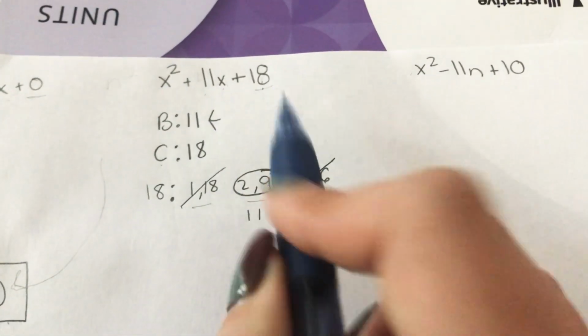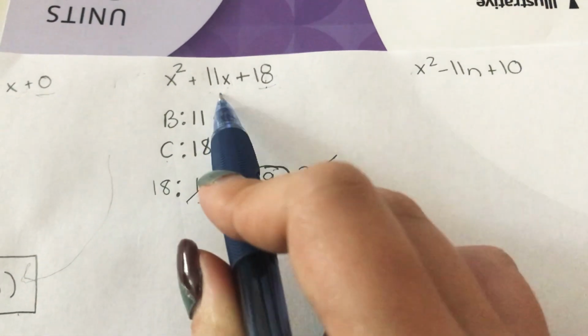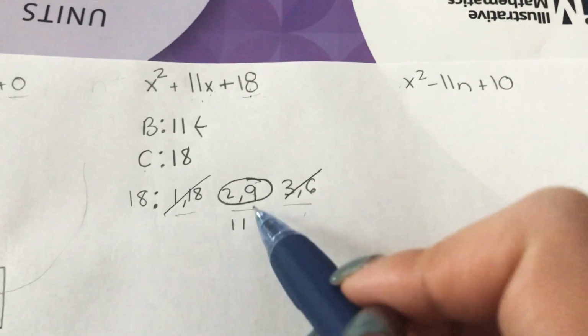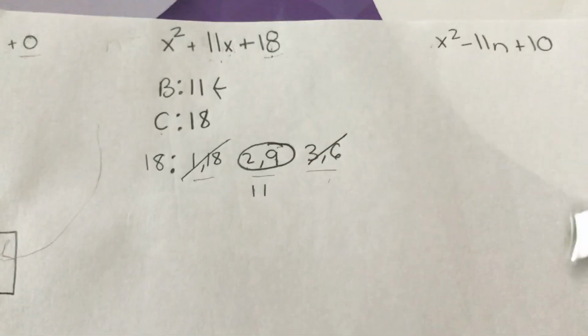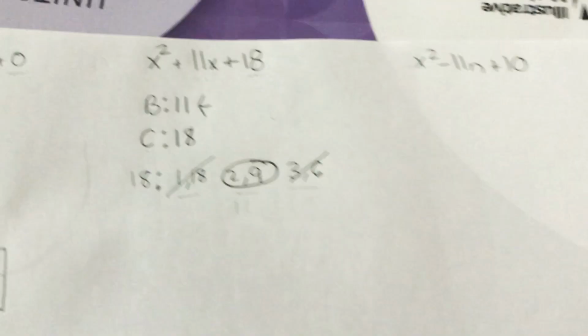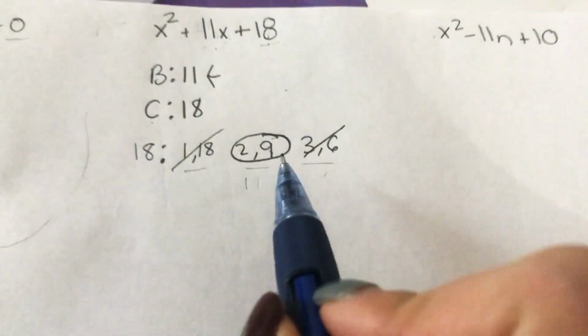9 times 2 is 18. 9 plus 2 is 11, so it works out. And again, I found this following my step-by-step instructions. So here, it appears that my pair of factors is going to be a positive 2 and a positive 9.